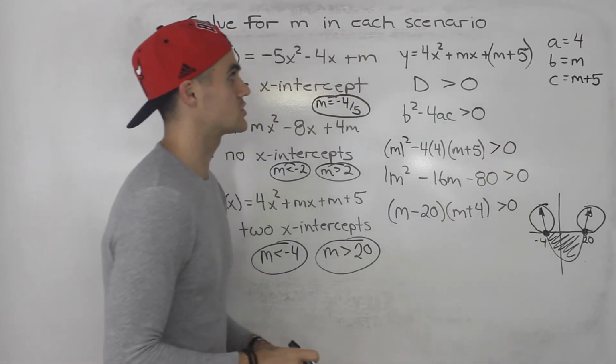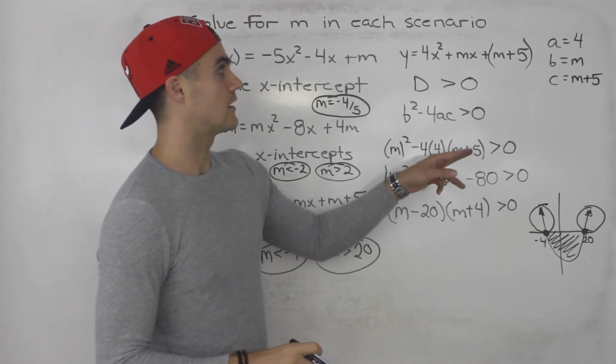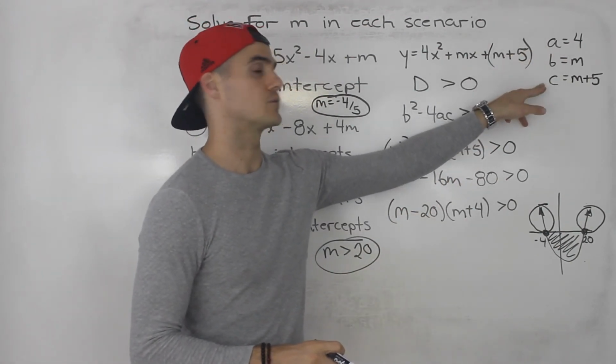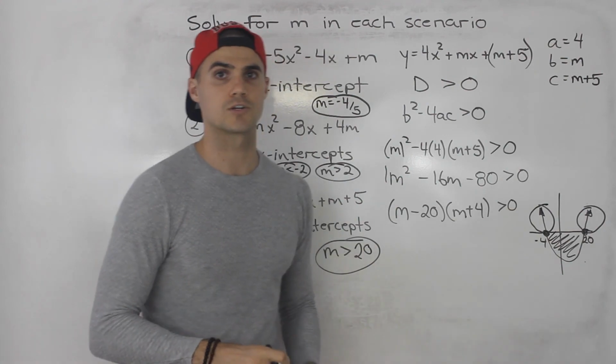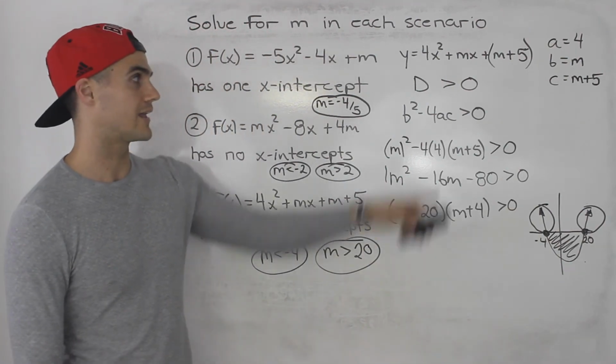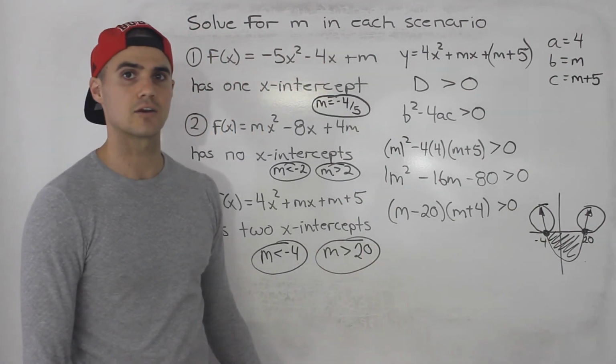Another tricky part is just knowing what's the A value, what's the B value, what's the C value. We're going to do more complex questions in future videos where getting the A, B, and C is a little bit more tricky.